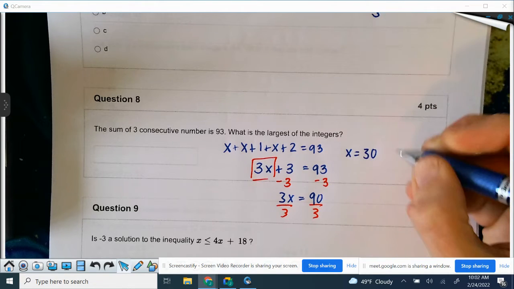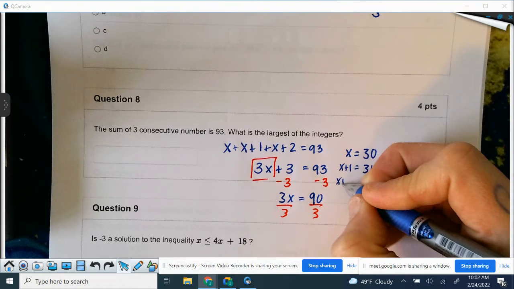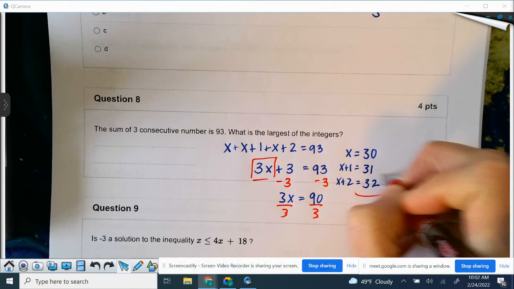Then the next one is going to be x plus 1, which would be 31. And then x plus 2 would be 32. So what is the largest? Your answer would be 32 for that guy.